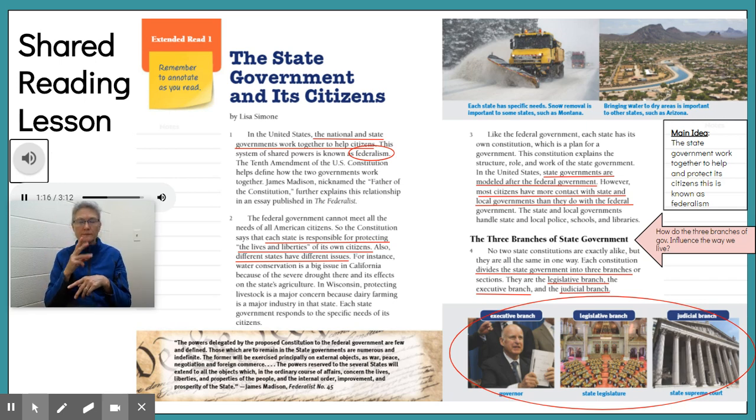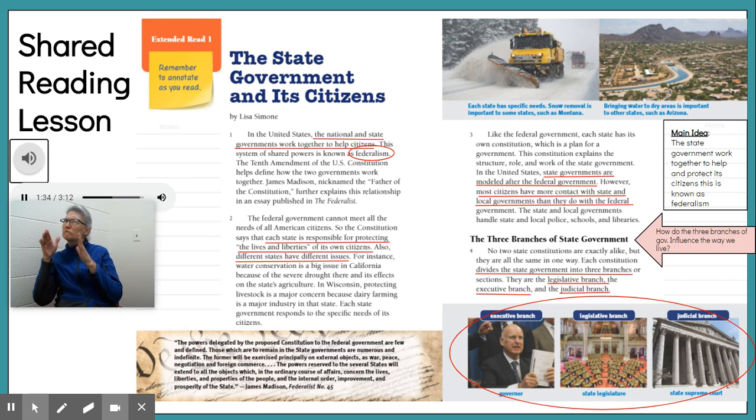In Wisconsin, their main source of income is through their livestock, all the cows and everything that produce the milk and cheese for Wisconsin. Yeah, that's super important. So they have to really focus in on that. I wonder what Illinois has to focus in on.